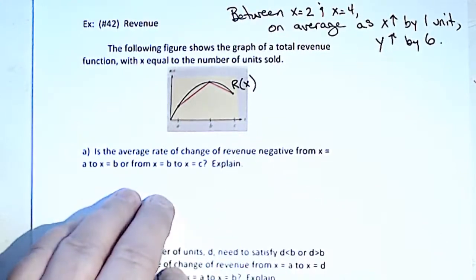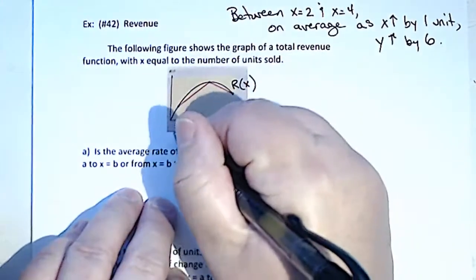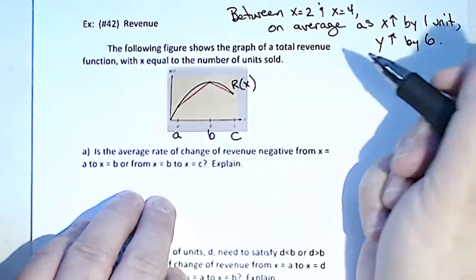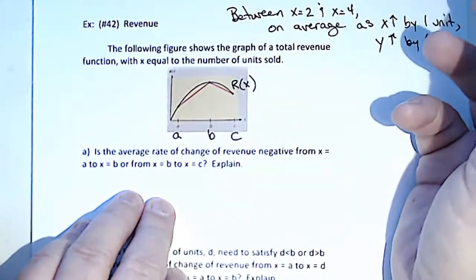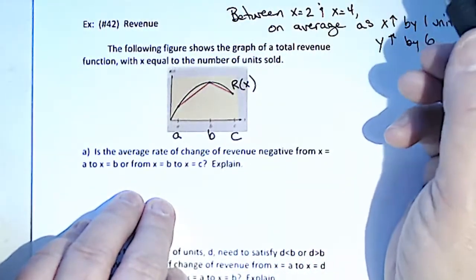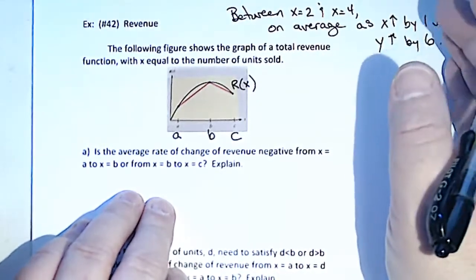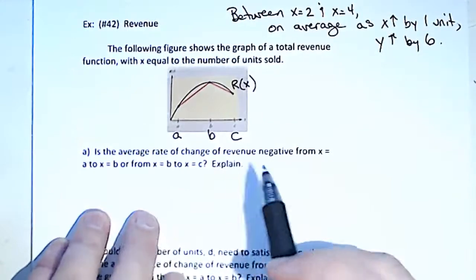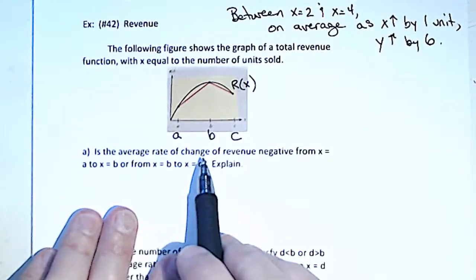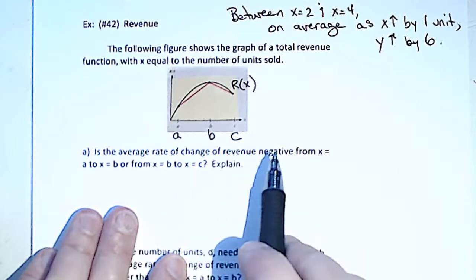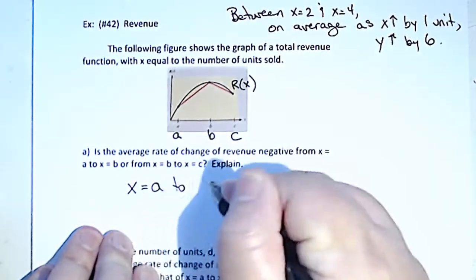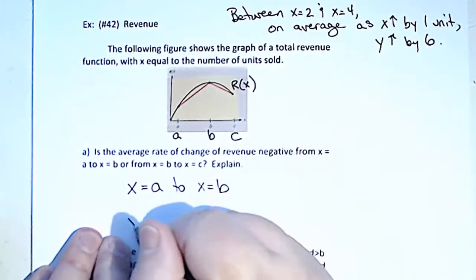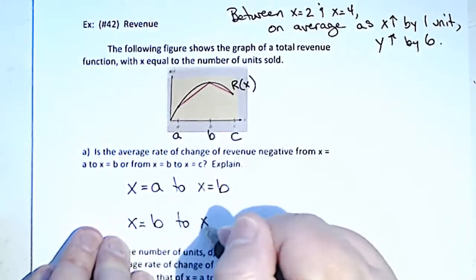We've got very little letters, so let me make them bigger so they're easier to see. This is A, this is B, and this is C. And Y, or R of X, is measured presumably in dollars. We're not told, but I assume most of these problems are done in dollars. So, first question. Is the average rate of change of revenue negative? So when is the average rate of change negative? From X equals A to X equals B, or X equals B to X equals C.